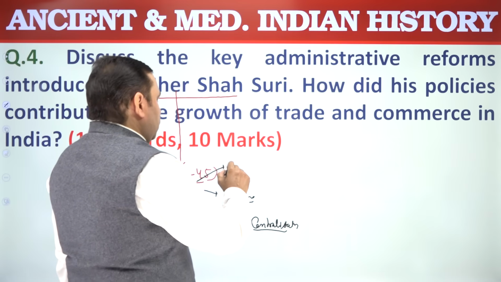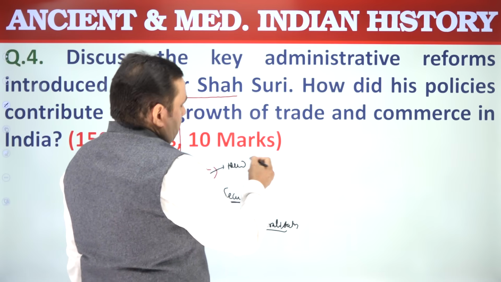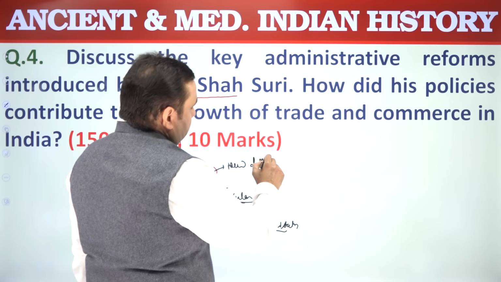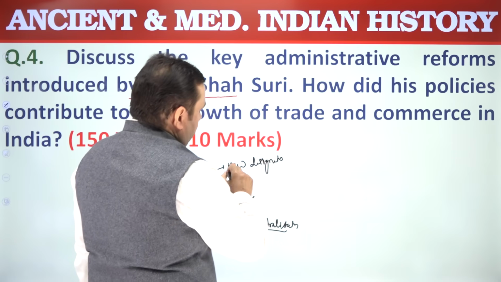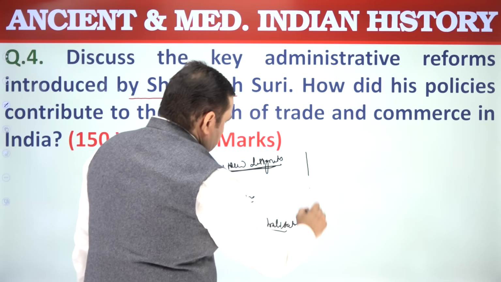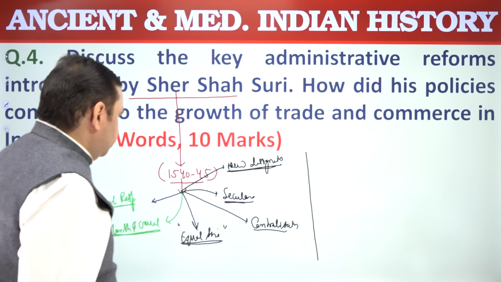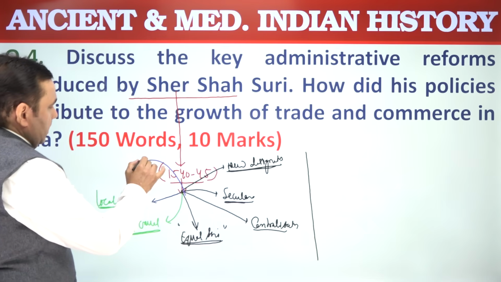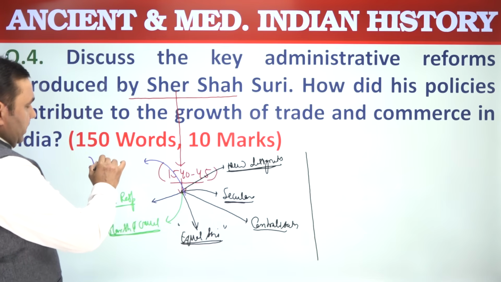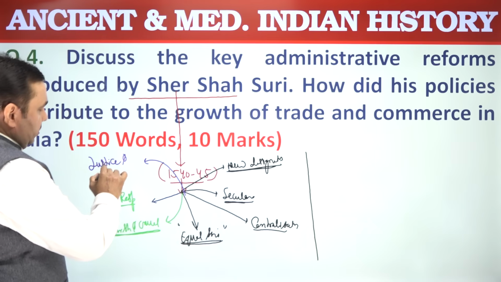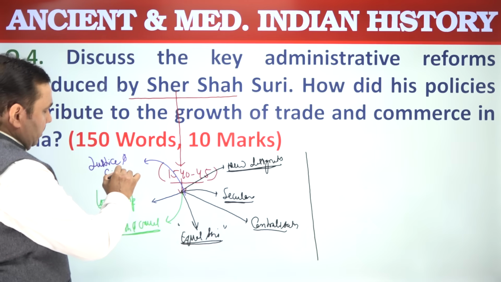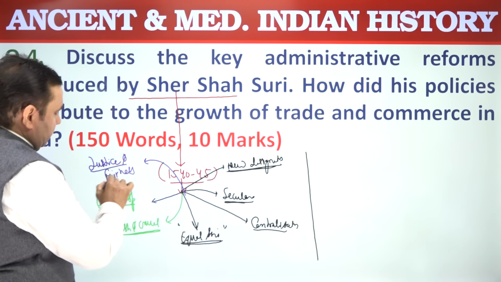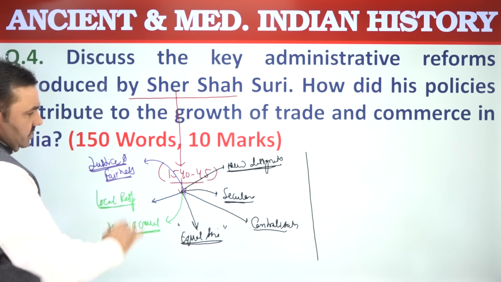He created new designations, or new positions, in the bureaucracy so that administration could be managed. His administration was based on justice and fairness. He did not differentiate or discriminate among the people on the basis of their religion or anything else. He delivered even-handed justice.